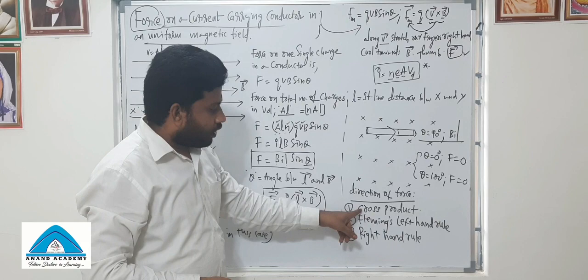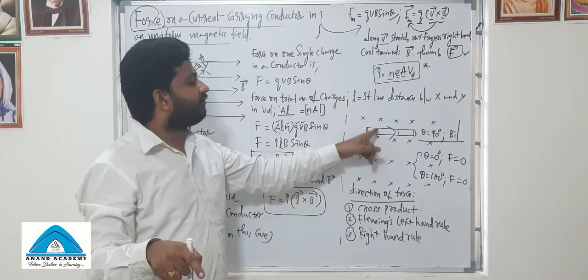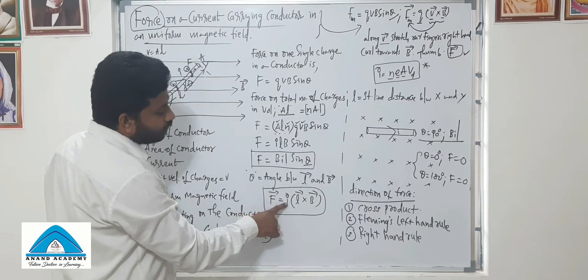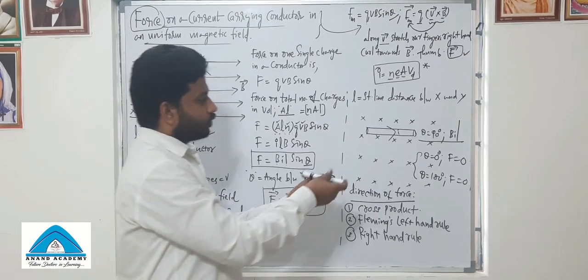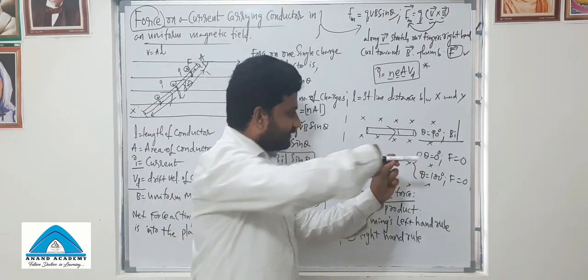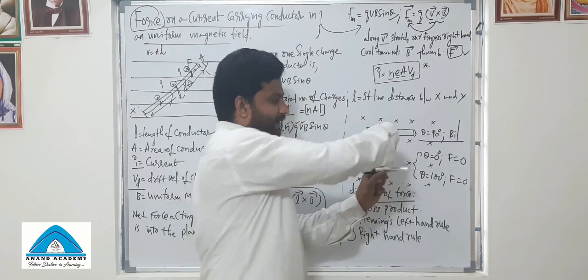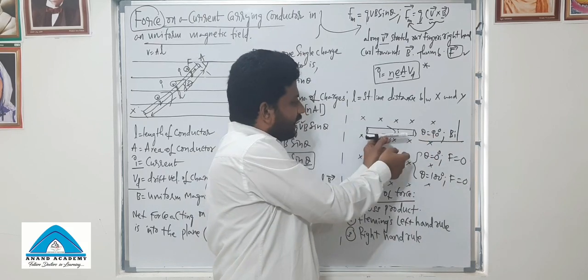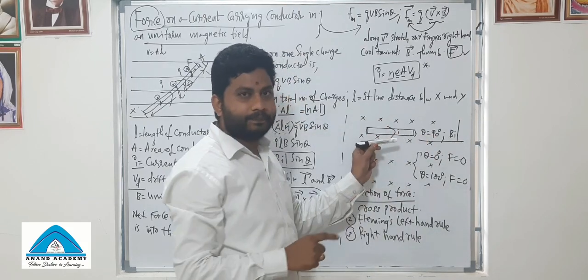Now, concentrate on the direction. By using cross product, we find the force acting on this current carrying wire. F bar is equal to I into L bar cross B bar. So this is L bar and B bar is here. Understand? L bar is this one, clearly visible, and B bar is into the plane.